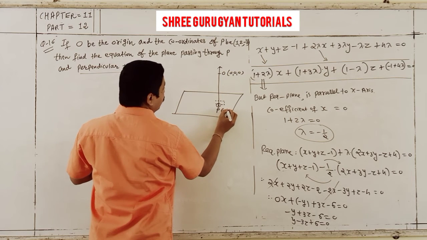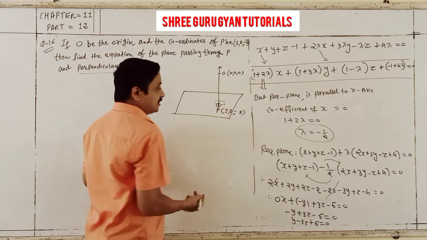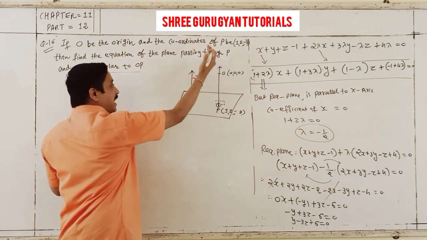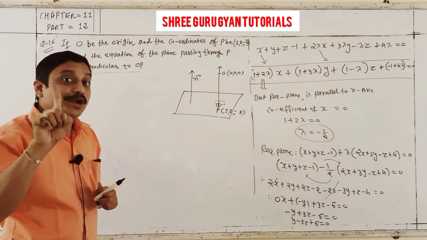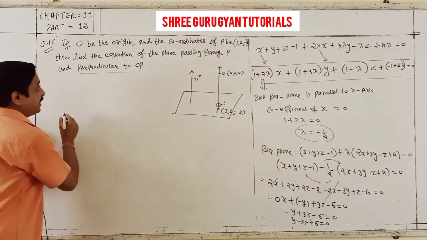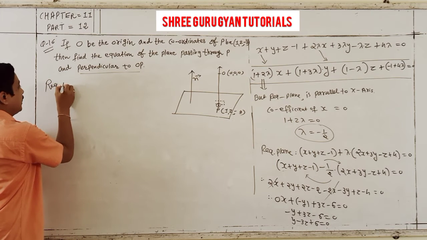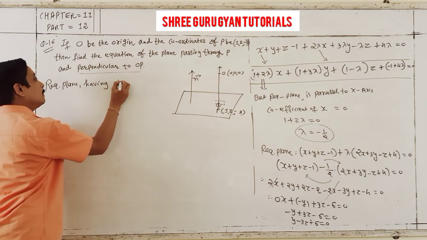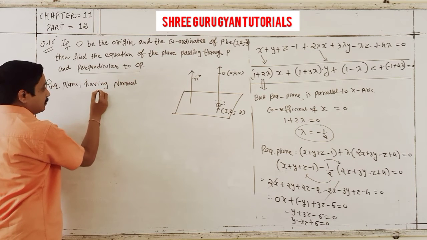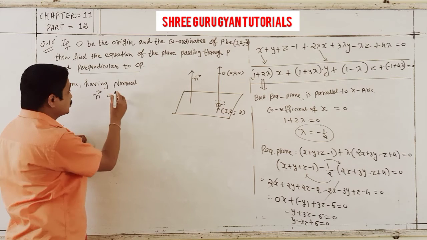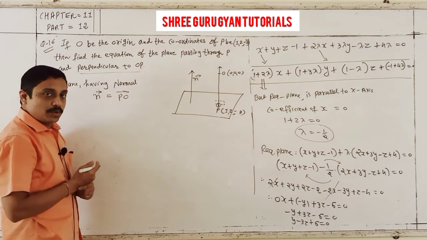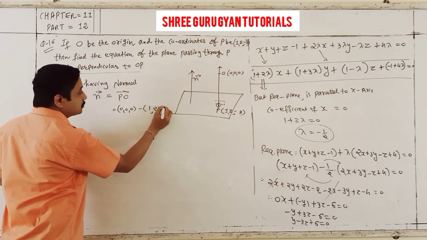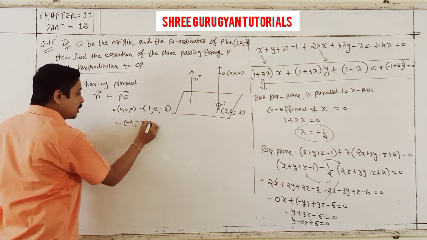P I know is 1, 2, minus 3. Very easy. The normal of the required plane is parallel to our PO direction. So I just write down the required plane, having normal N, definitely going towards PO. So PO means O position minus P position. It is minus 1, minus 2 and 3.